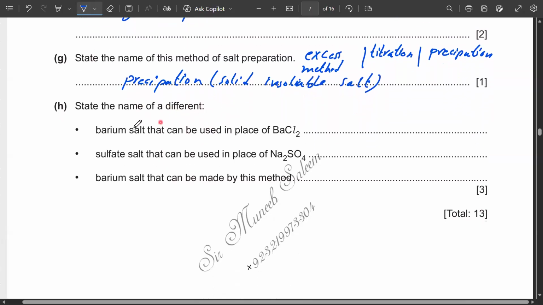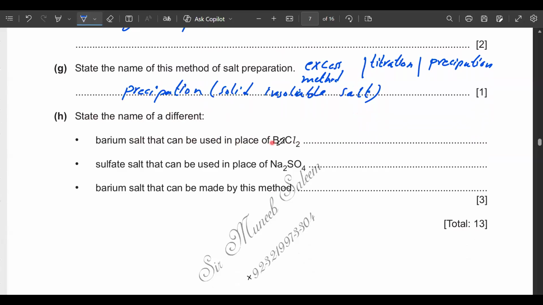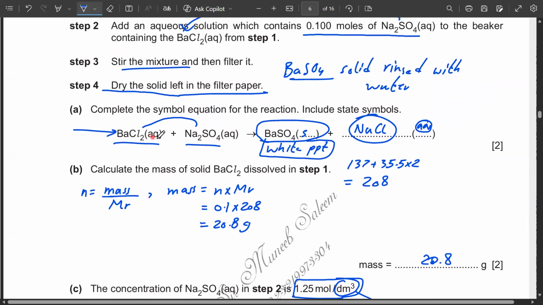The next part: a barium salt can be used in place of barium chloride. State the name of a different barium salt that can be used in place of the barium chloride. We need a salt which must be soluble, because in the equation we can see barium chloride is in aqueous form. We cannot have any other salt that may be of insoluble type. We must have only the soluble type of the salt. So what comes to your mind?